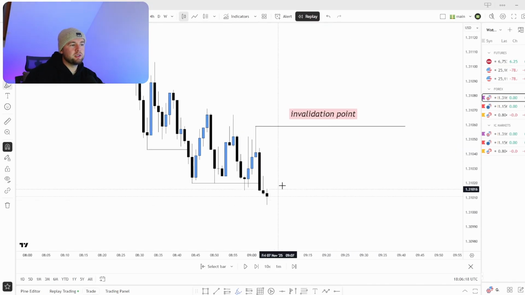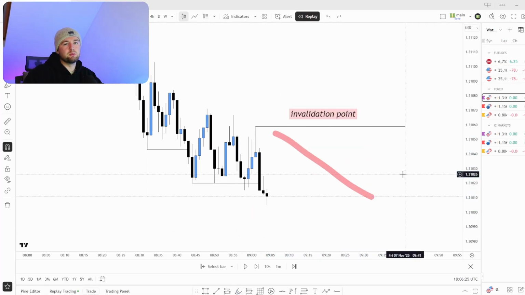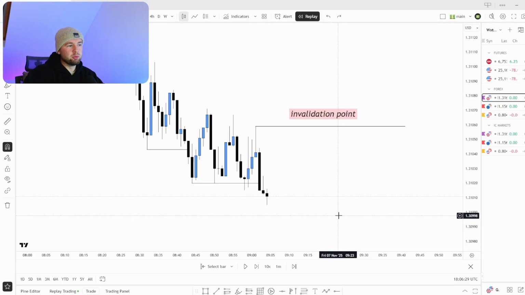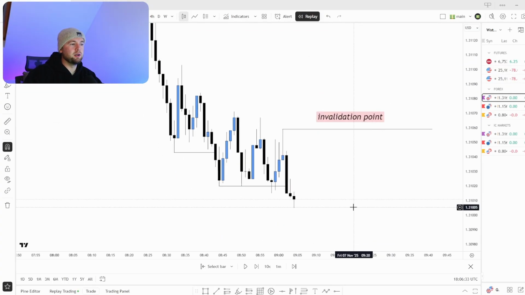If price is for any reason to break past with a candle body close above this point, that invalidates all of our setups, okay? So don't continue looking for sells because there's no point in looking for sells anymore if we start taking highs out and pushing higher. Just abandon the setup and don't force any trades.